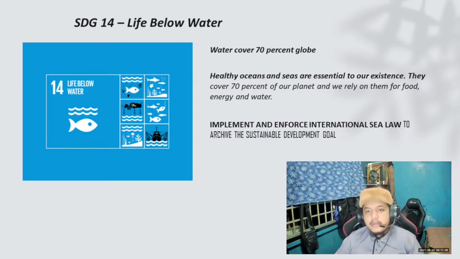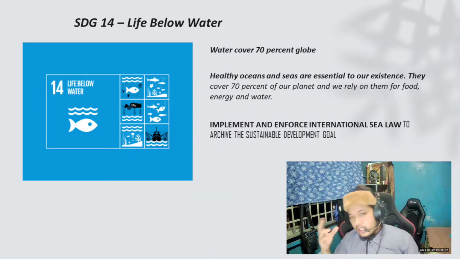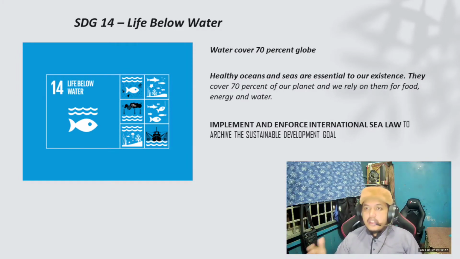Assalamualaikum. I will explain about Sustainable Development Goals 14 and 15 on abiotic factors. Okay, Sustainable Development Goal 14 is life below water. 70% of this world is covered by water. A healthy ocean and sea are important to our existence. We rely on them for food, energy, and clean water for drinking.